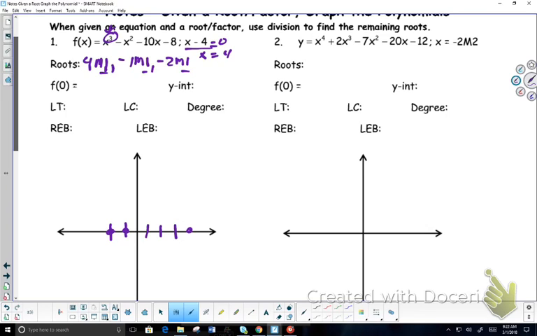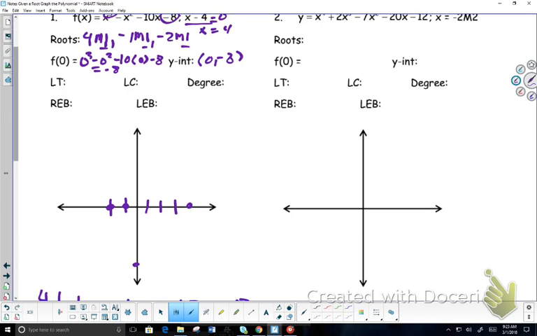If we were to plug 0 in, that means we get 0 cubed minus 0 squared minus 10 times 0 minus 8, which is going to equal negative 8. Remember, your y-intercept is always going to be whatever the constant is. So we can go ahead and plot our y-intercept of negative 8.